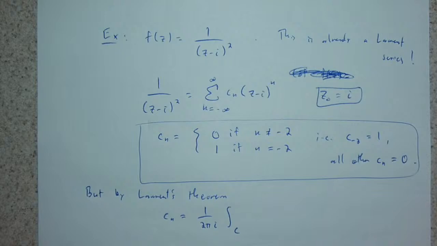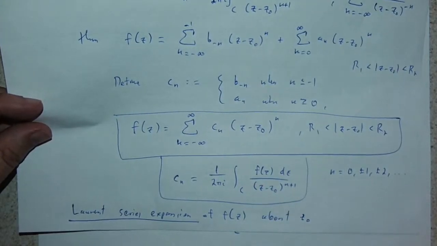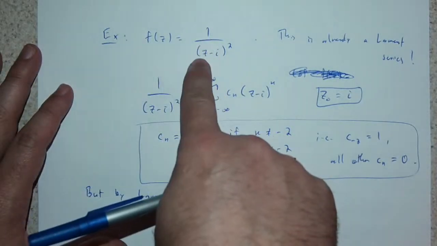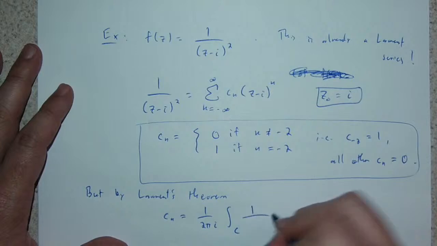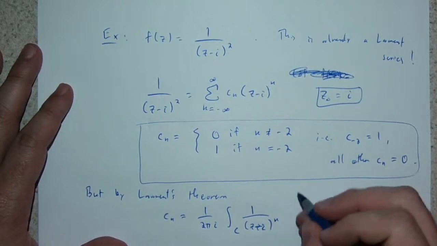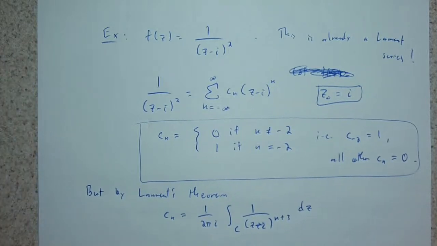And so what is this? The statement here is that this is f of z over (z minus z naught) to the n plus first. So because f is 1 over (z minus i) squared, this is going to be 1 over (z minus i) to the n plus 3, right? dz is the integrand. Okay.